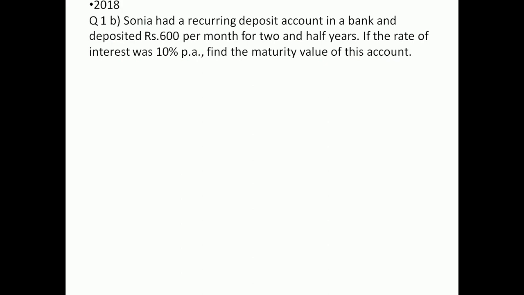See. Recurring account in the bank, rupees 600 per month. P is 600 for 2.5 years. 12 plus 6 means 30 months. Rate is 10%. Find the maturity value. Try.